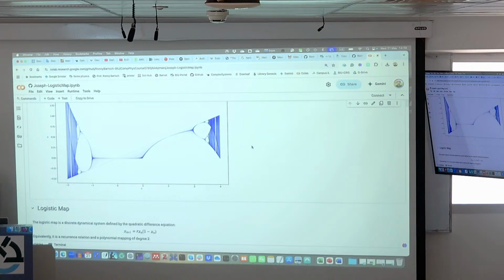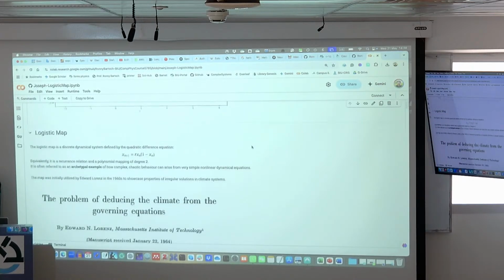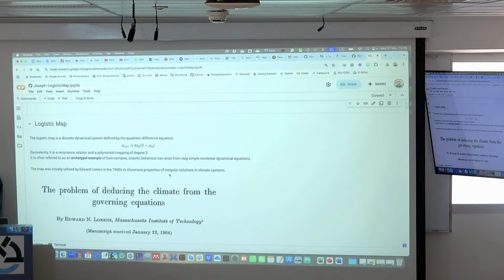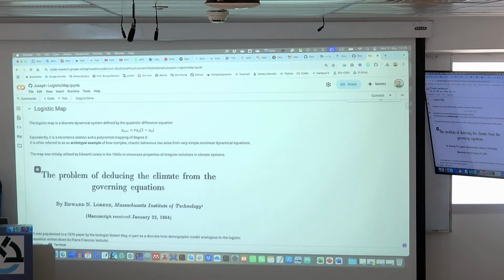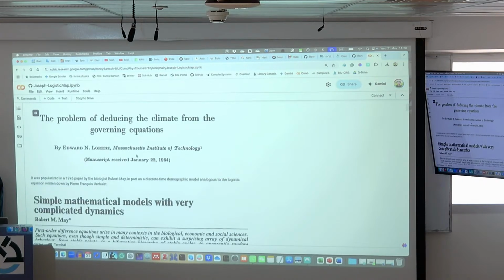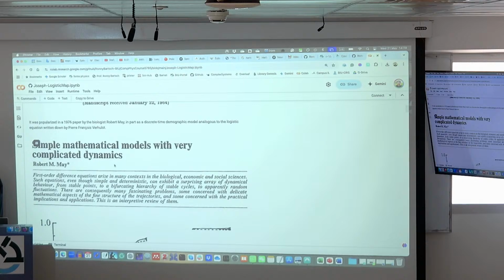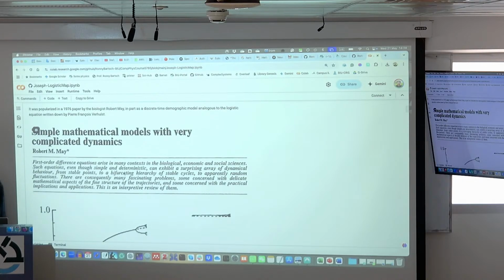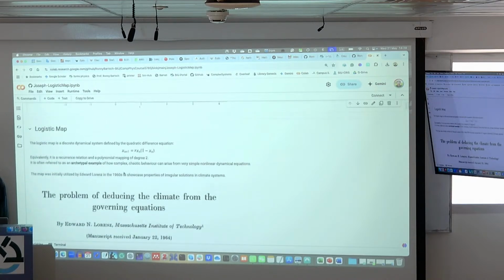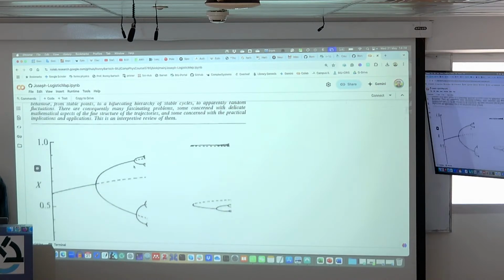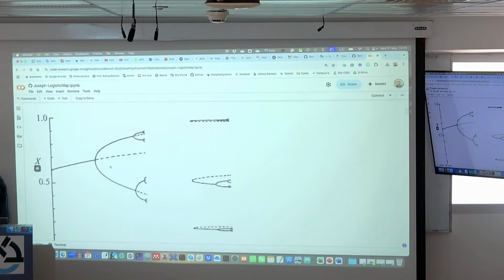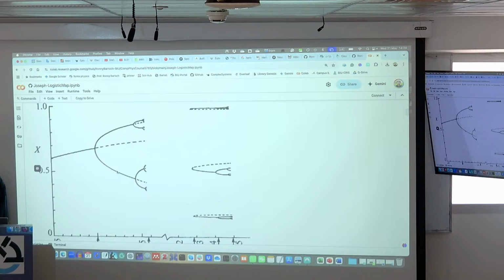Actually, the logistic map was first launched for the problem of deducing the climate from the governing equations. It plots the same equation as we saw here. And then it was popularized in 1978 in the paper showing simple mathematical methods with very complicated dynamics. It talks about population growth and uses this simple equation to describe it. And he first plotted the picture of the logistic map.